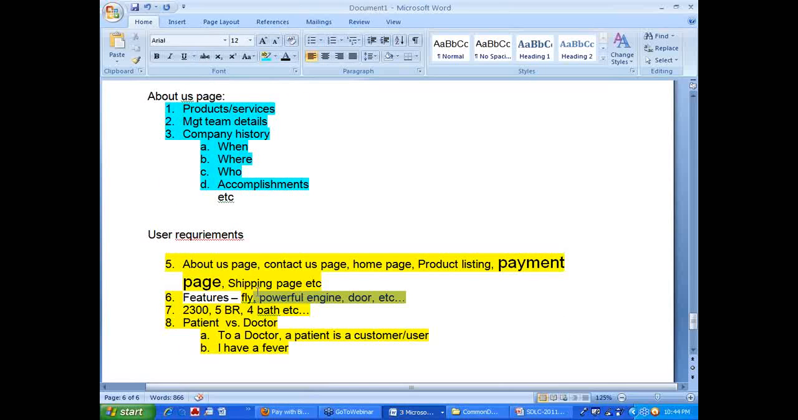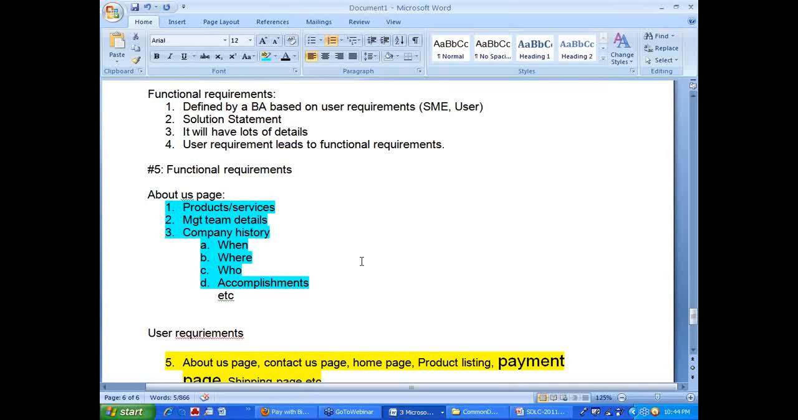Same thing here, flying car. I talked about it earlier. If you say you need a powerful engine, not enough details. If you need a 5-bedroom house with 1 master bedroom, you have to give details around the master bedroom. Patient to your doctor, same thing. You have a fever, not enough information. You have a headache, the doctor will have to interview you and gather all the details. User requirement leads to functional requirements. Always remember that.